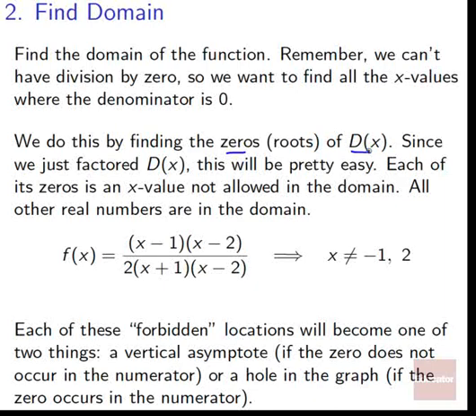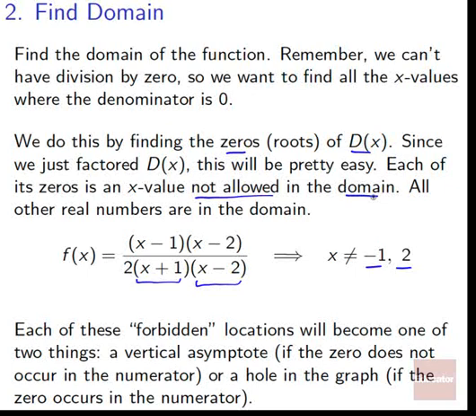And since we just factored the denominator function, this is going to be pretty easy, right? We factored it in our example into x plus 1 and x minus 2, so we see at this point that we wouldn't be allowed -1 or +2 because they would cause a 0 to pop up. So each of the zeros of our denominator is not going to be allowed in the domain. All other real numbers are in the domain because everything else is fine for a polynomial.